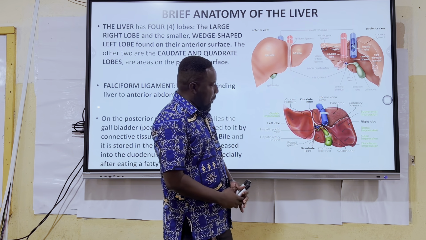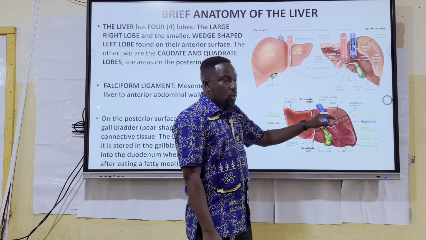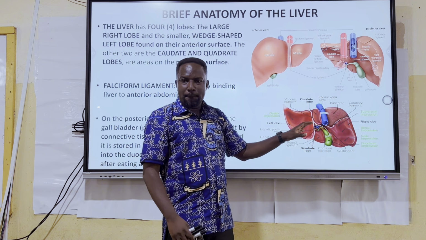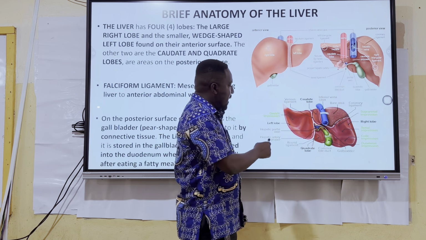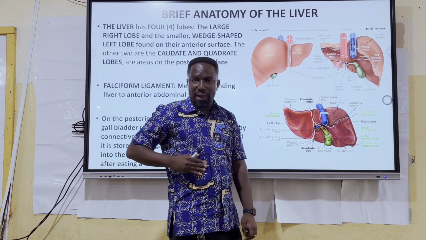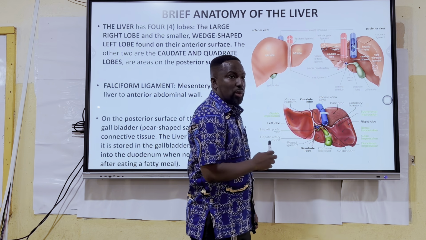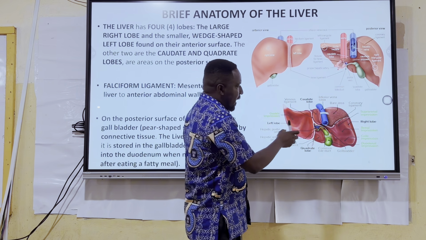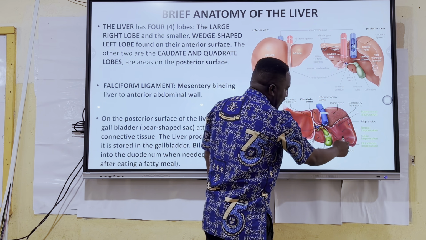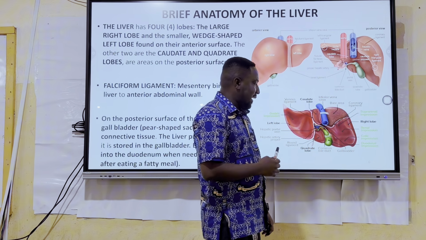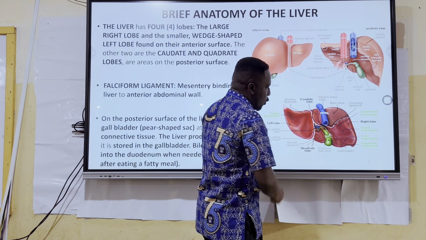Apart from that, some observations that can be made at the posterior surface of the liver is that there are some impressions where some abdominal organs lie. And as you can see, that is the gastric impression of the liver. The gastric impression is where some part of the stomach lies. And then we also have the suprarenal impression. That is where the adrenal gland lies. And then we have the renal impression where the kidneys lie. We have the colic impression where some part of the large intestine, the colon, is. And then we have the duodenal impression where the duodenum lies.